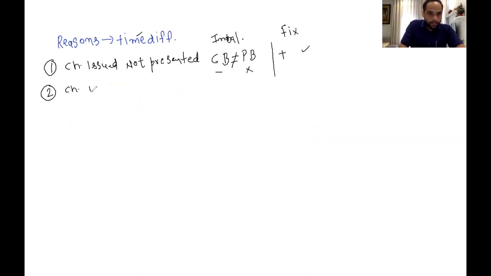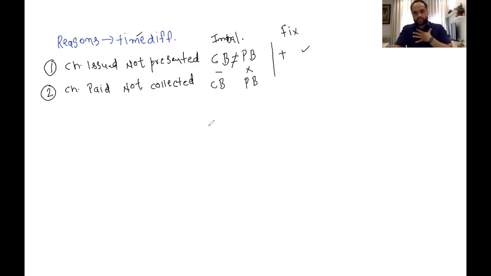So check paid but not collected, all right? Not collected. Same thing, we have to write down. We have cash book, we have passbook, right? Which means someone gives us a check, but the bank did not collect it right now. Once we get the check, what do we think? We think money is already in my accounts. So I will make changes in my cash book, which means I increase my cash book, all right?